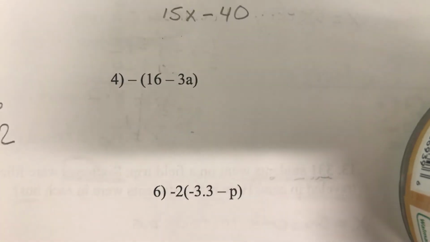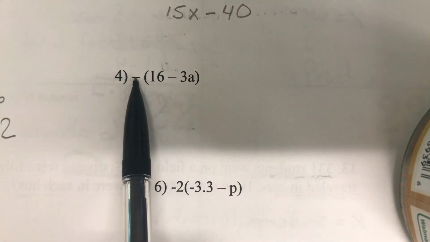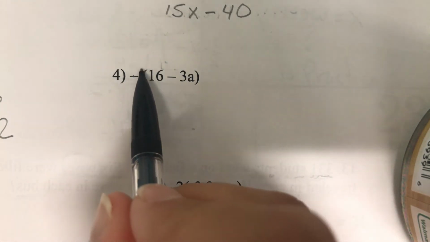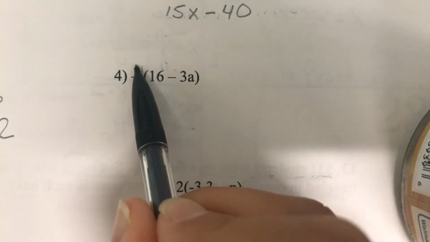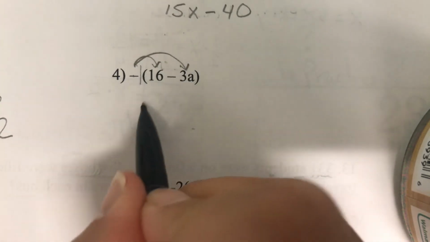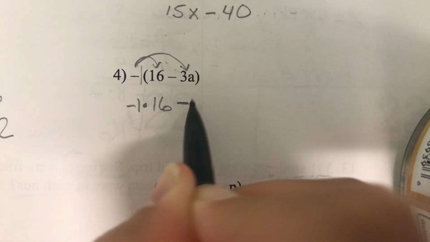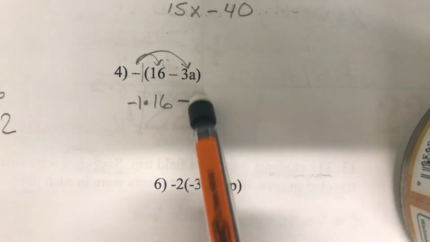Number 4 is a little different. There's no numbers out there, so we just have a negative sign or a subtraction sign. When there's no numbers there, you could think of it as a 1, this invisible 1. We'll talk more about this invisible 1 as we work, and we'll see it often. So we can take this invisible 1 and distribute that through. So we've got -1 times 16, and then minus 3a times -1, or -1 times 3a.